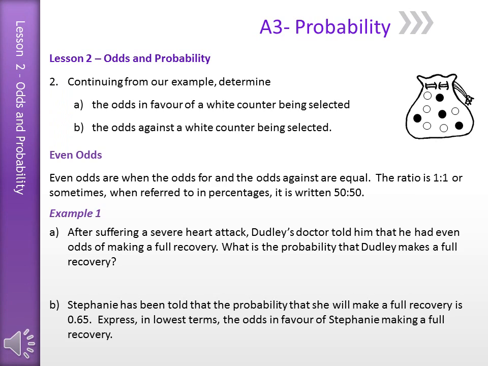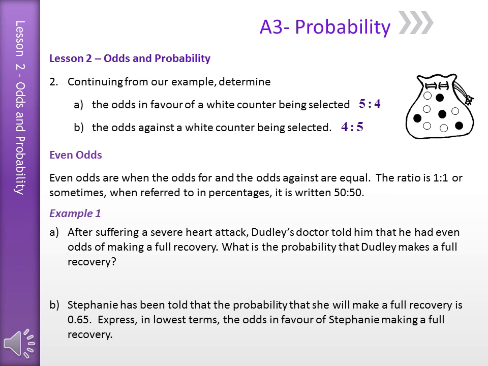Continuing on from our example, number 2. Determine the odds in favor of a white counter being selected. So if you remember, our probability of picking a white counter would be 5 over 9, and against would be 4 over 9. We forget about the total number, so the odds would be 5 to 4. The odds against a white counter being selected, we would just flip those two numbers, so it would be 4 to 5.